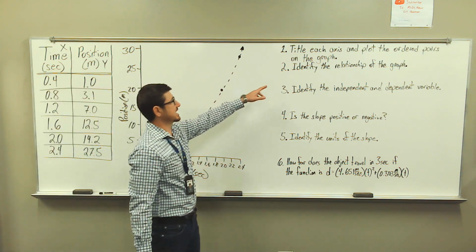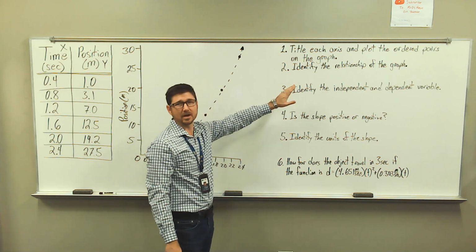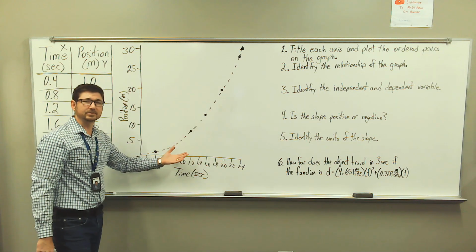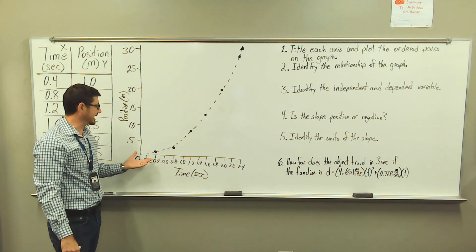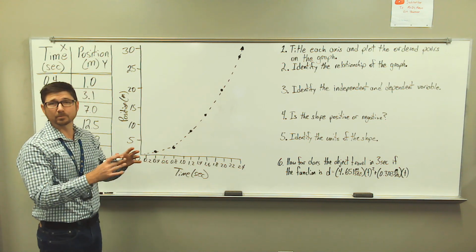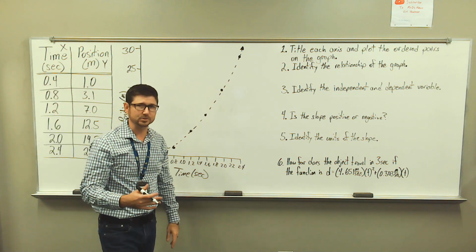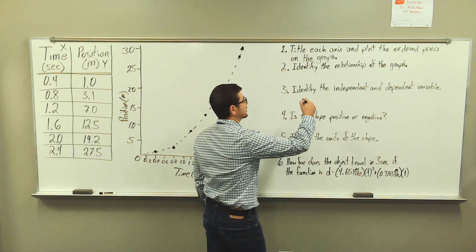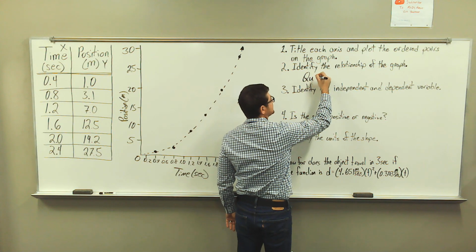Number 2, it says identify the relationship of the graph. Well, just quickly looking at this, we can tell that we have the shape of a parabola. And a parabola, the shape of a parabola, describes a quadratic relationship. So we have a quadratic relationship.